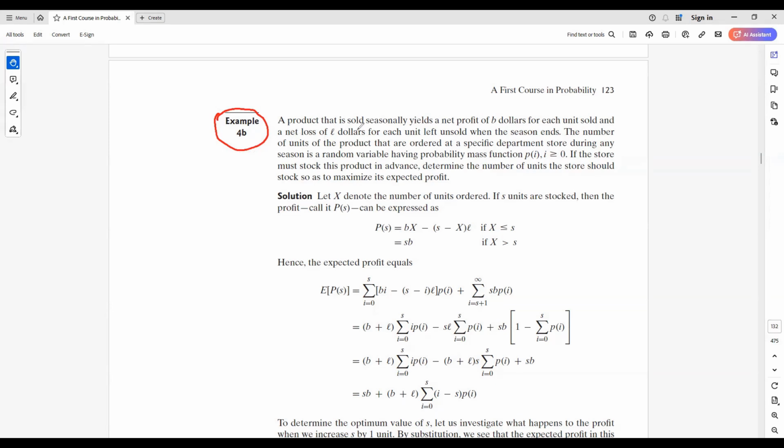A product that is sold seasonally gets a net profit of $B for each unit sold, and a net loss of $D for each unit left unsold when the season ends. The number of units of the product that are ordered at a specific department store during any season is a random variable having probability mass function Gi.